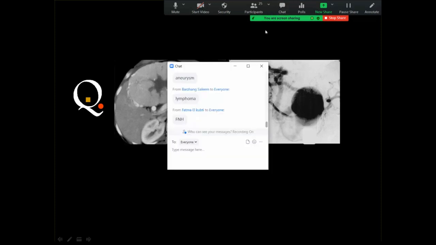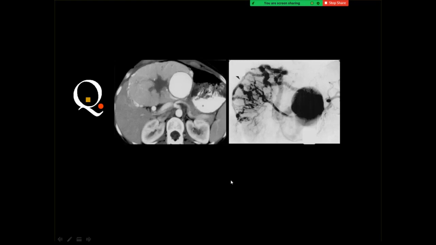Yes, very good. This is an FNH. This big lesion is a focal nodular hyperplasia with the classic central scar, and on the angiographic image you got extensive hypervascularity of the lesion, and it's not a frequent finding to see one of the vessels inside the lesion go into aneurysmal dilatation. And this is an aneurysm inside a focal nodular hyperplasia.